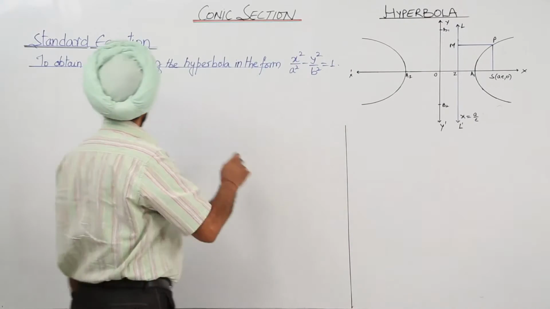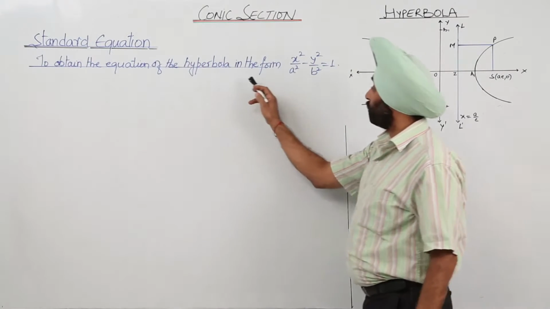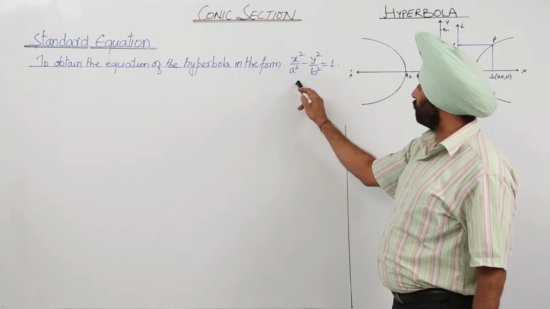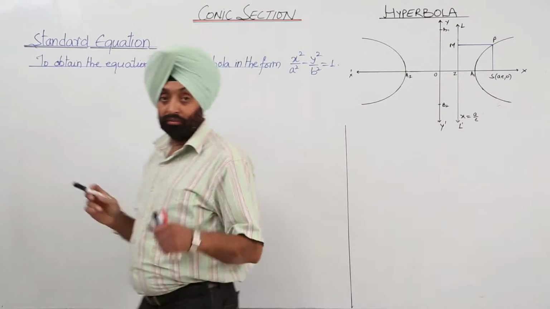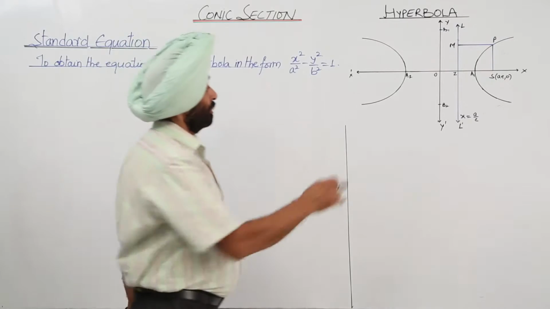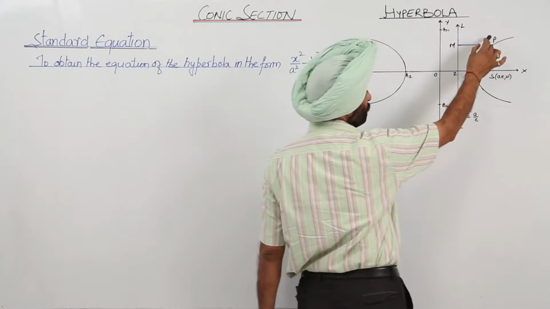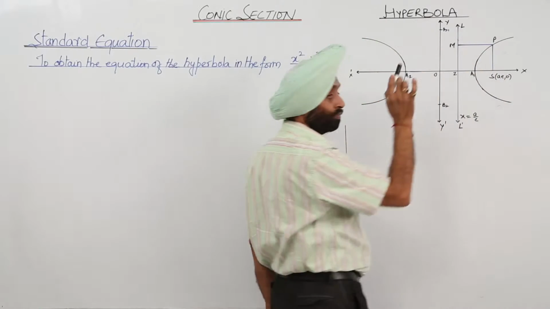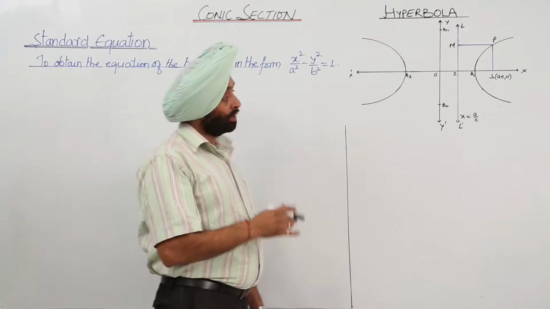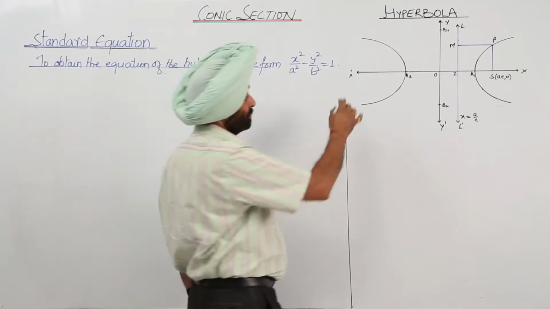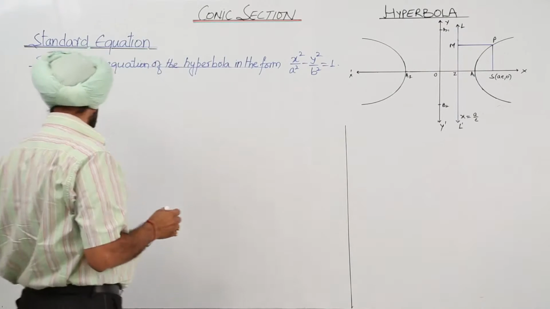Now we have to obtain the equation of the hyperbola in the form x square upon a square minus y square upon b square is equal to 1. The figure has been drawn here, a hyperbola form, directrix, a point P on the hyperbola and focus of the hyperbola. A1 and A2 are the vertices, symmetric to the x axis, and this is the y axis. Is it clear? So this is the figure.